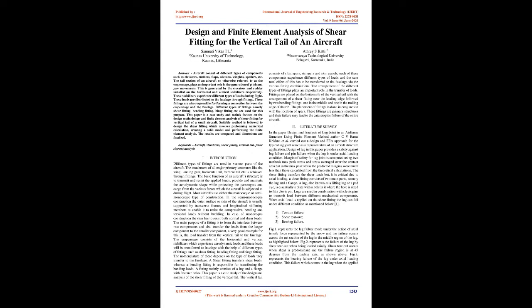The tail section of an aircraft, otherwise referred to as the empennage, plays an important role in the generation of pitch and yaw movements. This is generated by the elevators and rudder installed on the horizontal and vertical stabilizers respectively. These stabilizers experience different types of loads during flight.